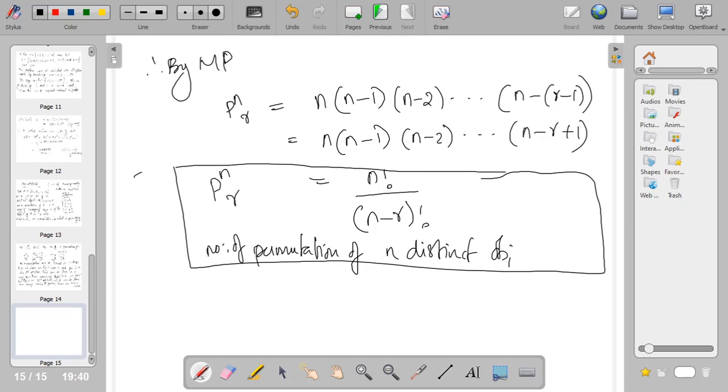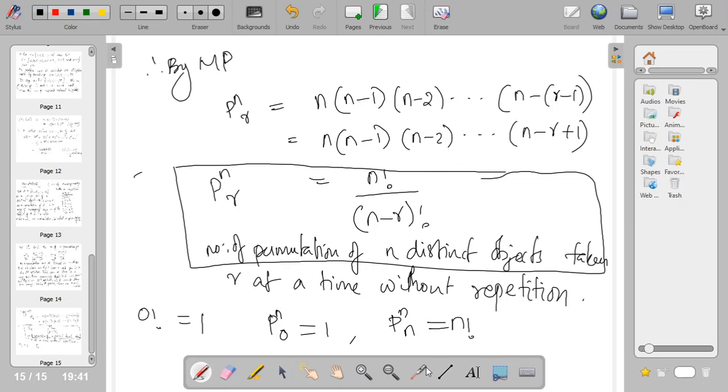And again, by convention we define 0 factorial to be 1, and Pn0 is equal to 1 and Pnn is equal to n factorial. So we have 0 factorial equal to 1, so using that, nP0 will be equal to 1, and nPn will be equal to n factorial. So that is how we define the permutation. In the next class we will see a few problems on permutation.